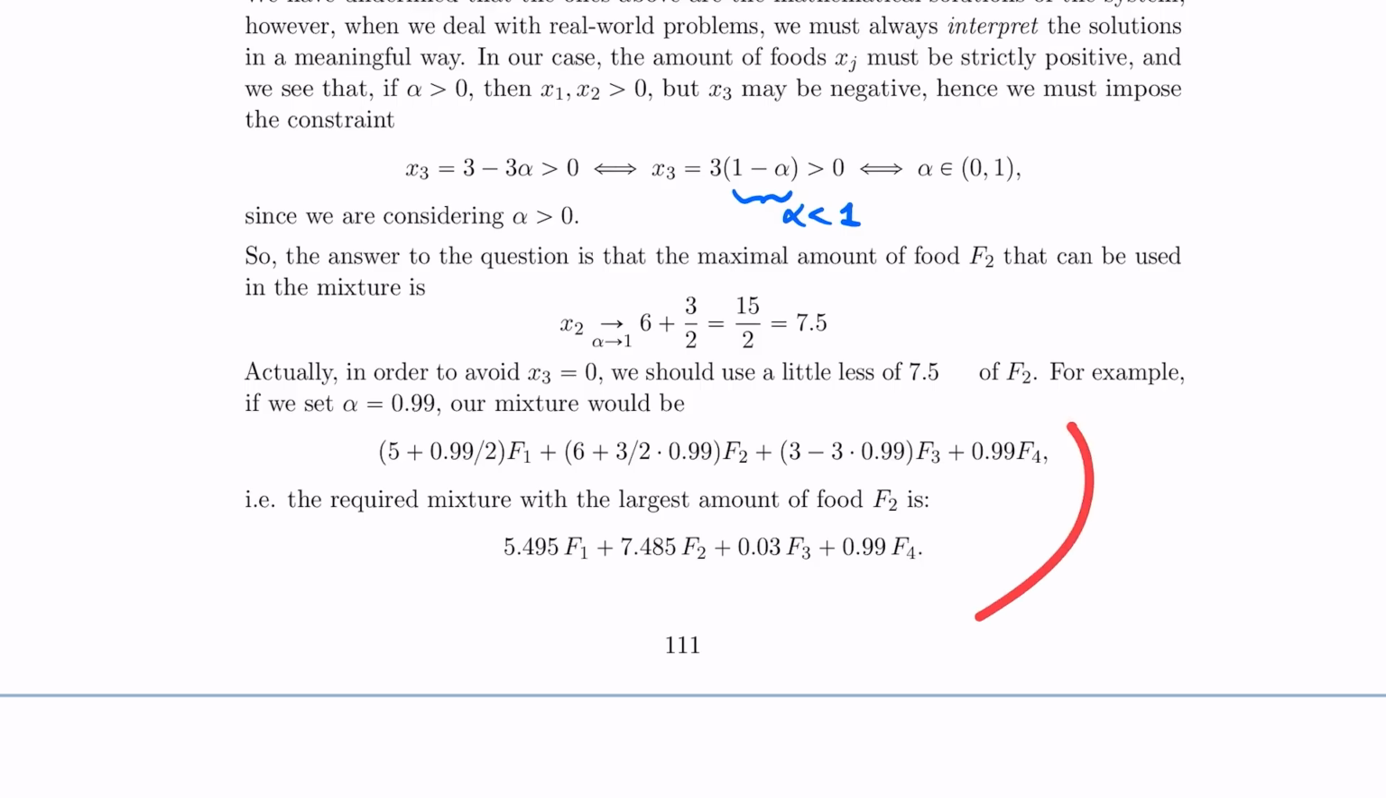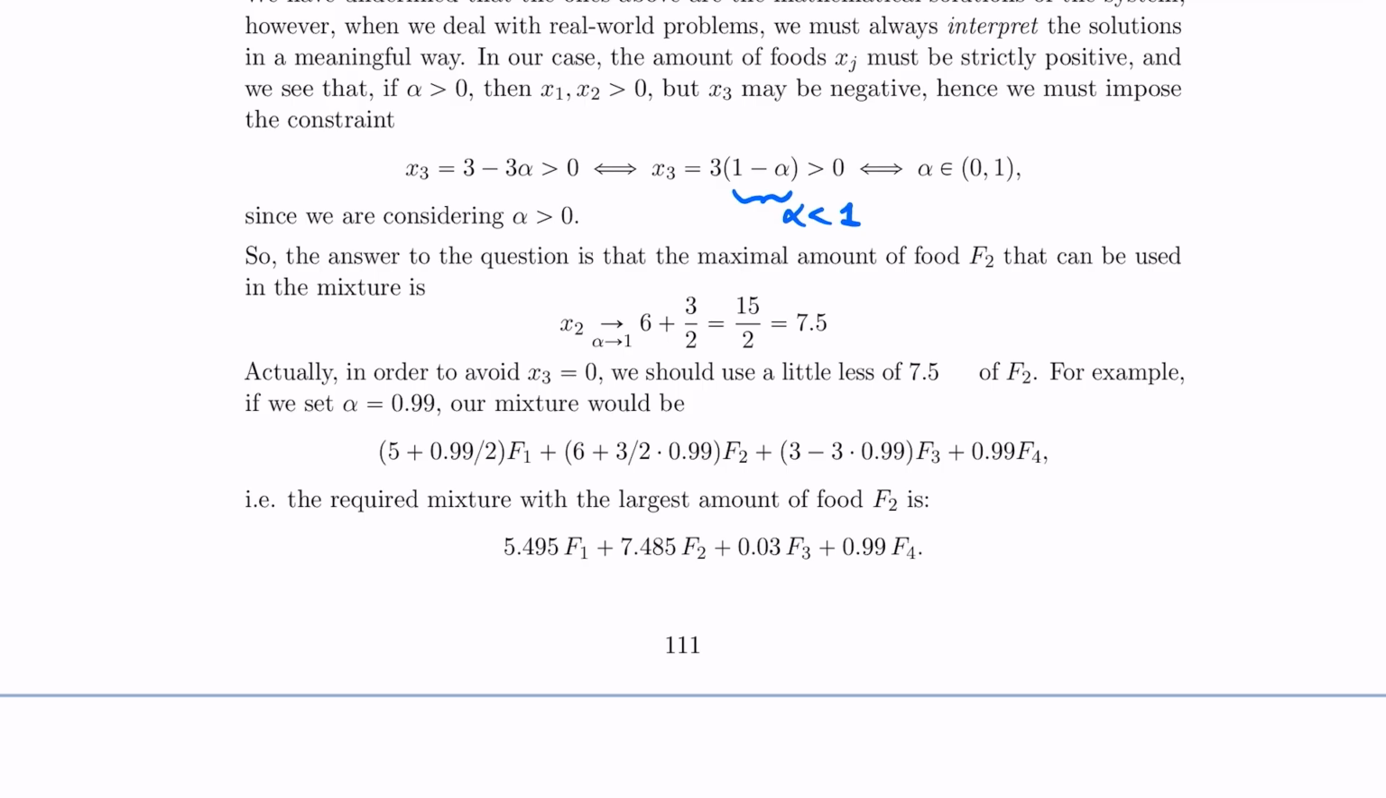This means that these mixtures, which are of course equivalent, represent the mixture of foods F1 to F4, such that we have 40 milligrams of vitamin A, 29 milligrams of vitamin B, 23 milligrams of vitamin C with the largest amount of food F2. Why is this example interesting? Well, imagine that we have a great abundance of food F2 where we live, so it is intelligent to use this food instead of the other three.